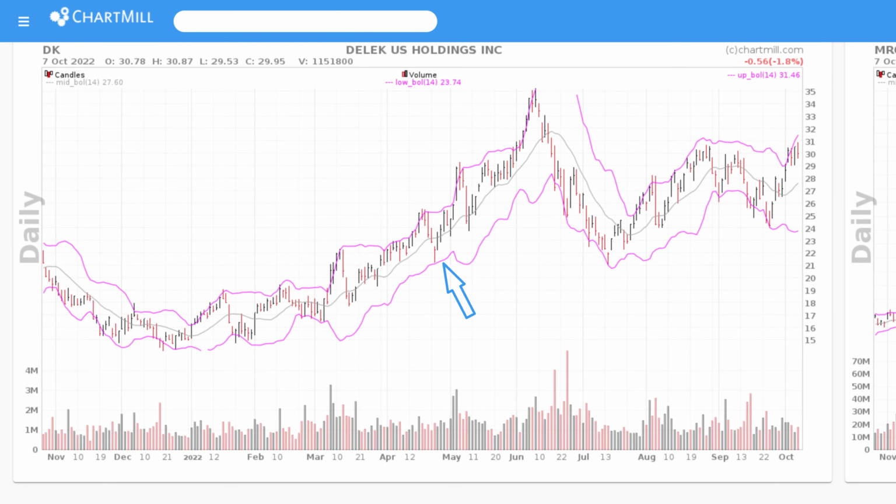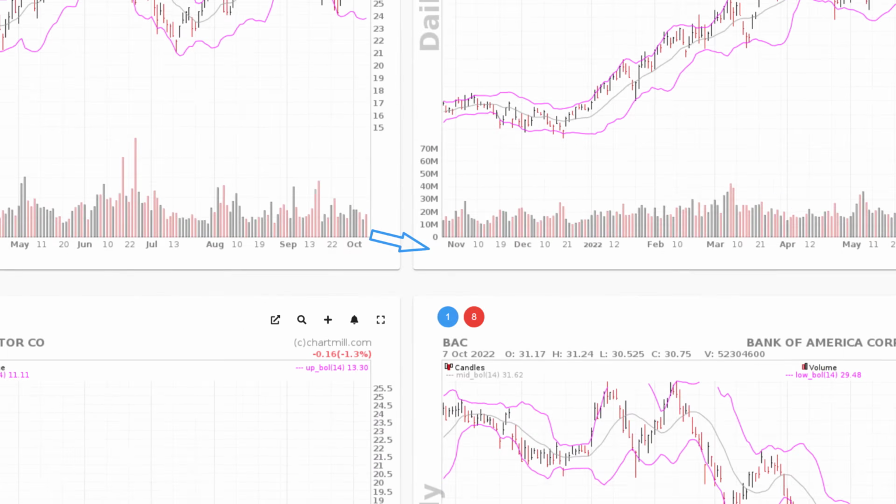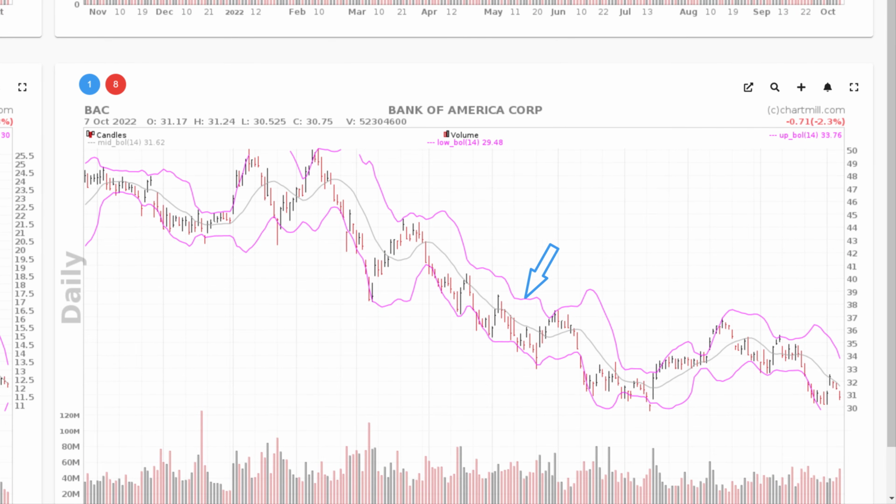These are some additional examples of stocks where the price fell back several consecutive times to the middle or the lower Bollinger Band, from where the price recovery eventually began.